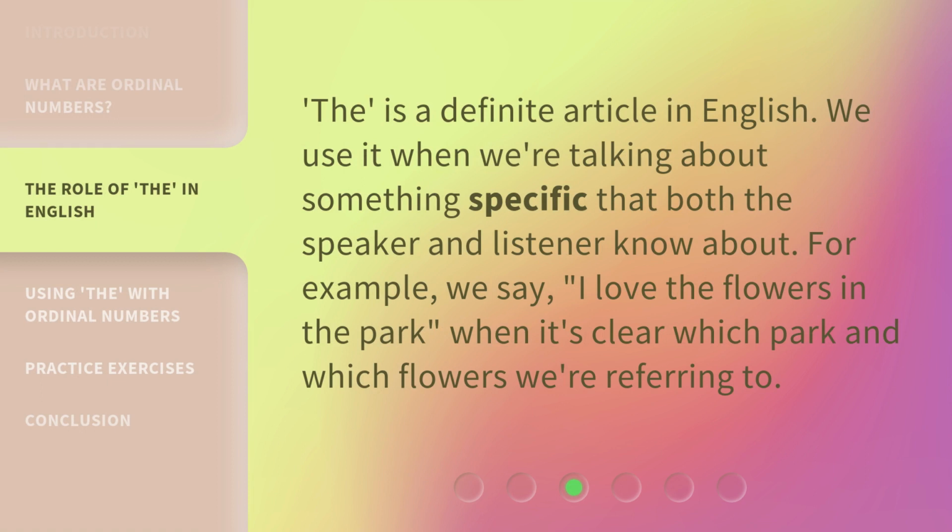"The" is a definite article in English. We use it when we're talking about something specific that both the speaker and listener know about. For example, we say, "I love the flowers in the park," when it's clear which park and which flowers we're referring to.